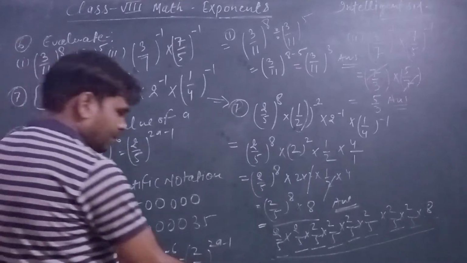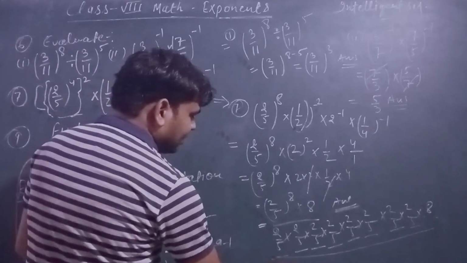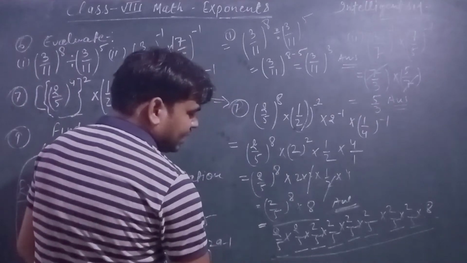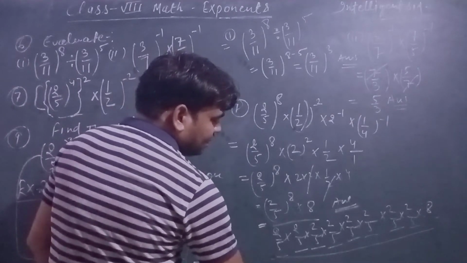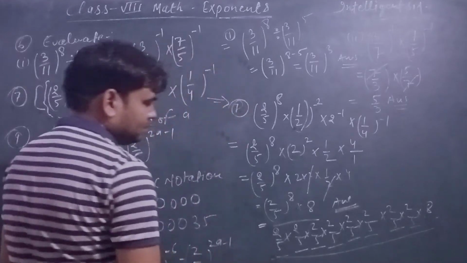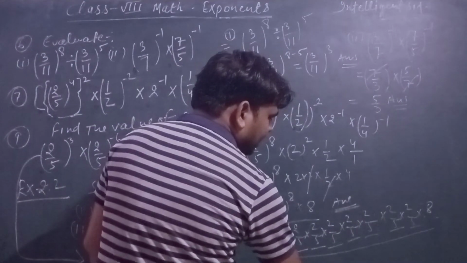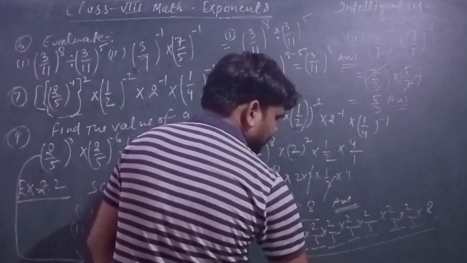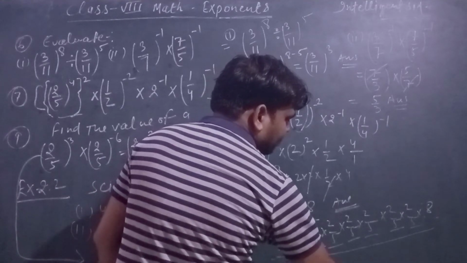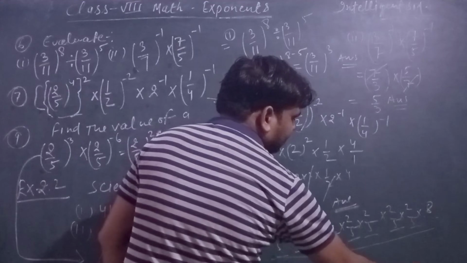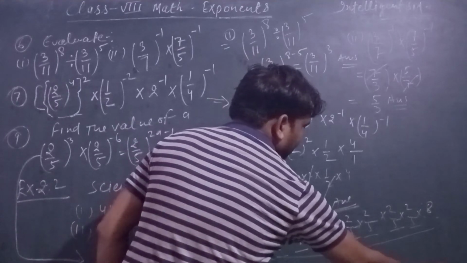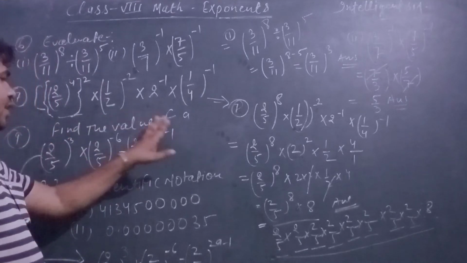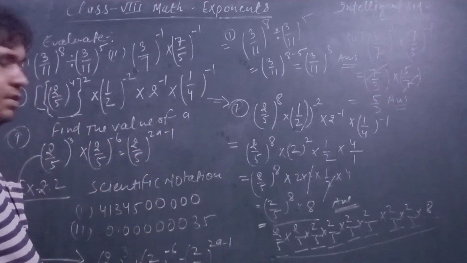So compare the powers: 3 minus 6 equals 2a minus 1. We get minus 3 equals 2a minus 1. So here we get 2a equal to minus 2, or a equal to minus 2 over 2. It means to say minus 1. That is the answer, students. So the value of a is minus 1.